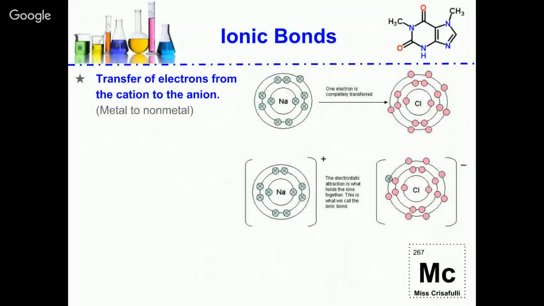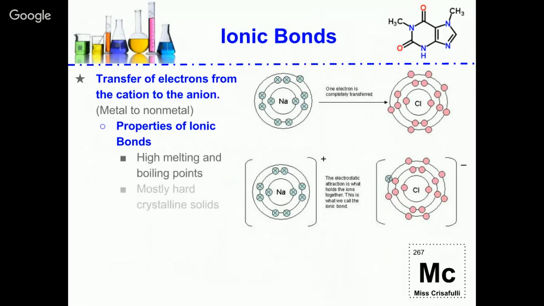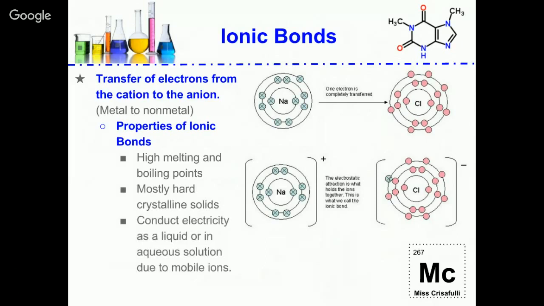This happens between a transfer of electrons from your cation to your anion, so your metal to your nonmetal, so an element from the left side of the periodic table with an element from the right side of the periodic table. Ionic bonds have specific properties that are just for ionic bonds. They have high melting and boiling points, they're mostly hard crystalline solids, and they conduct electricity as a liquid or when the ionic solid is dissolved in water and the ions that make up the ionic solid are mobile.